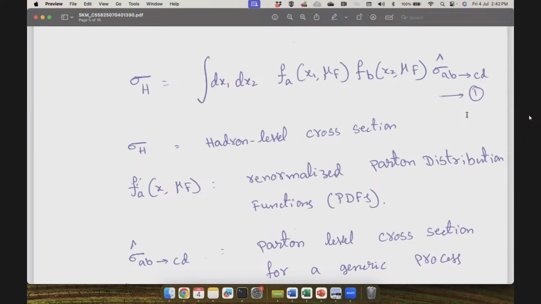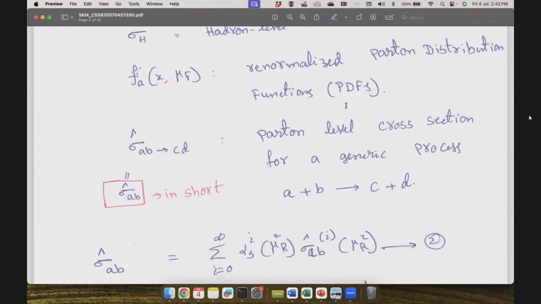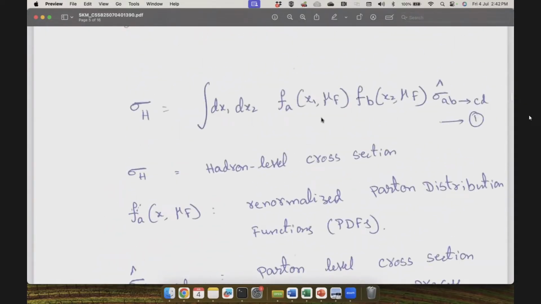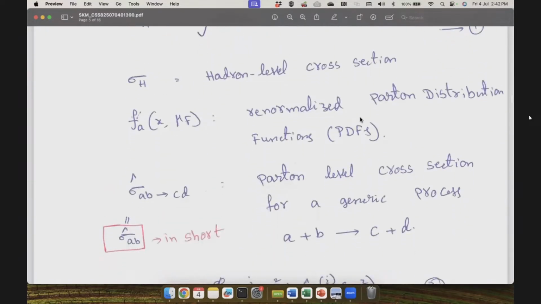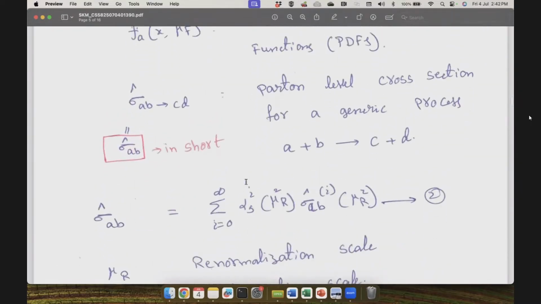So they also, like the alpha S, how it evolves with the help of the beta functions, these Parton distribution functions also evolve with the scale mu f, with the help of what we call the DGLAP equations. Those details you can find in any basic QCD textbook. Right now, this is a general formula for the hadron level cross-section. So let us go to further details into the Parton level cross-section.